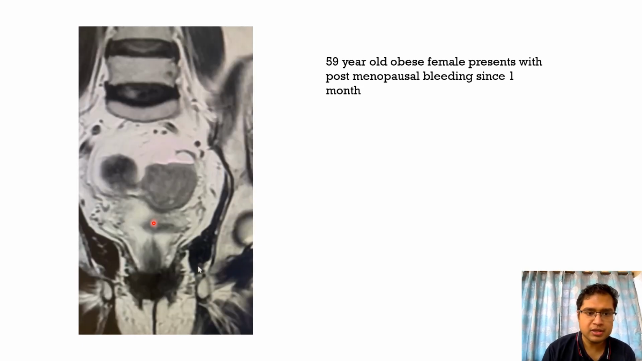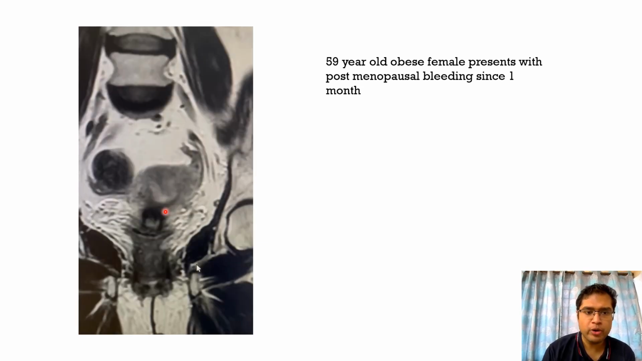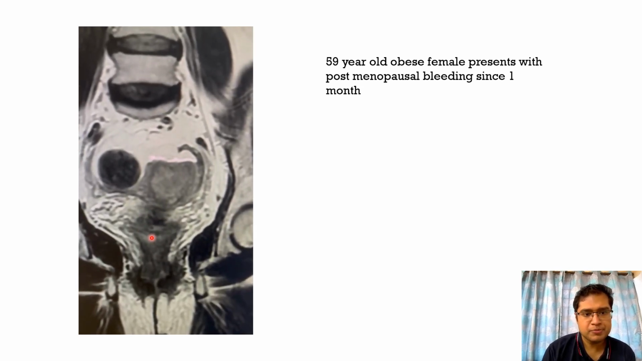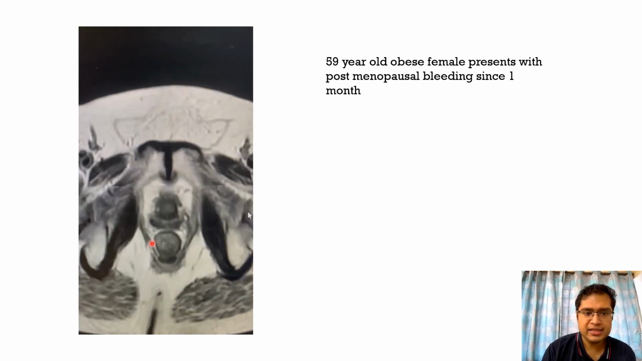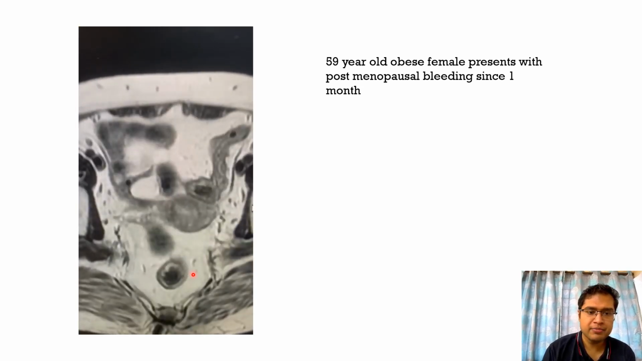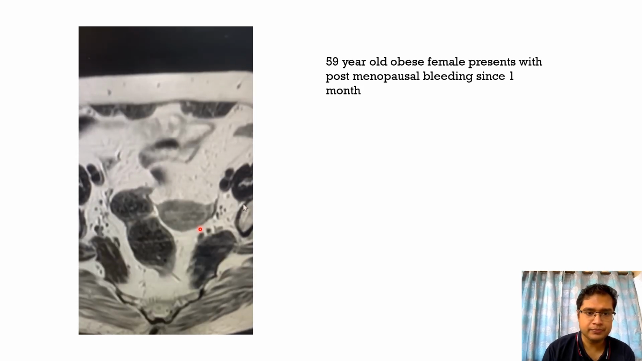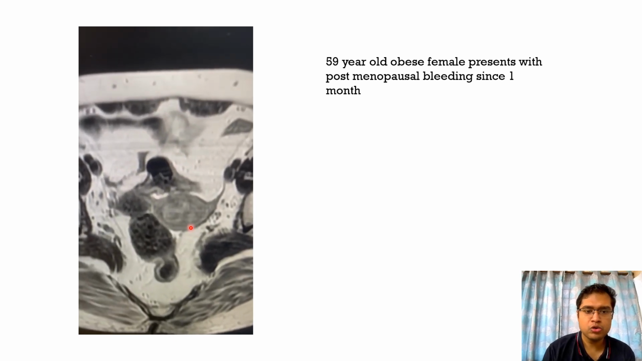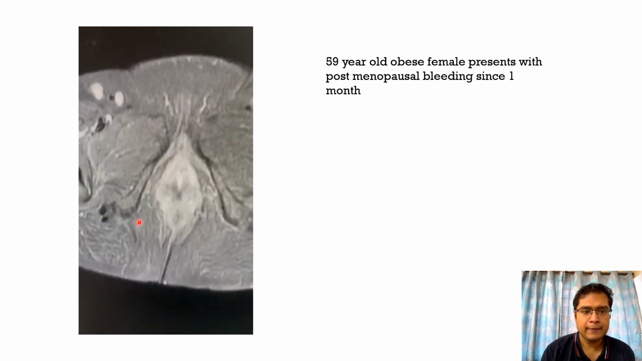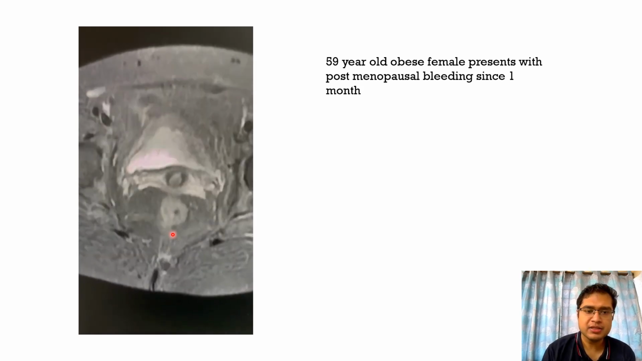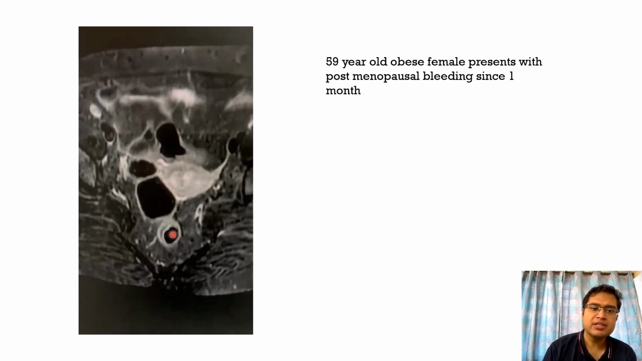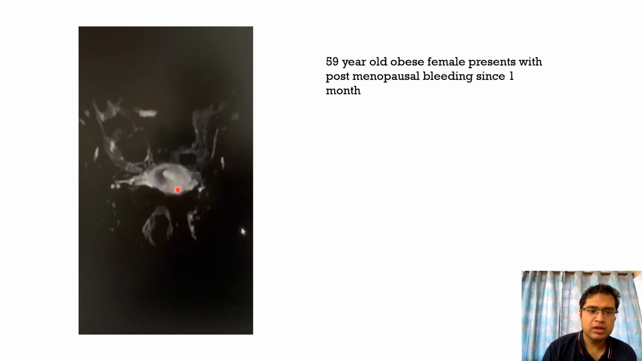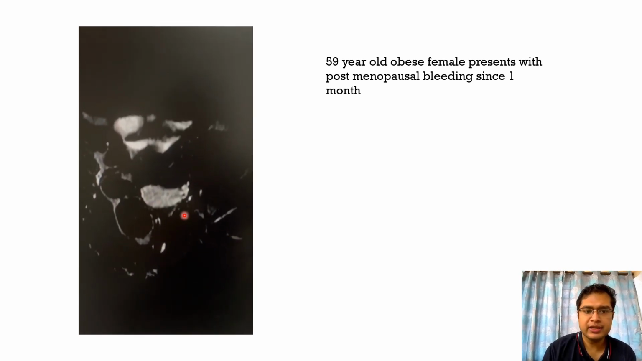These are the coronal sections where we can see that the T2 hypointense fibromuscular stroma of the cervix is preserved. These are the axial sections where we can see that the endometrium is irregularly thickened with indistinct junctional zone, more so on the posterior side. These are the STIR images. Post-contrast images could not be done for this patient because of the deranged RFT. Here we can again see the altered signal intensity of the endometrium.